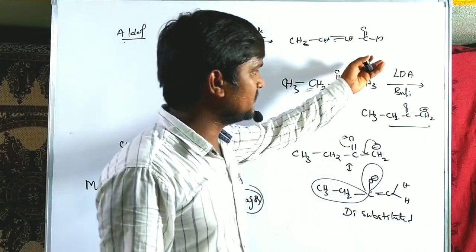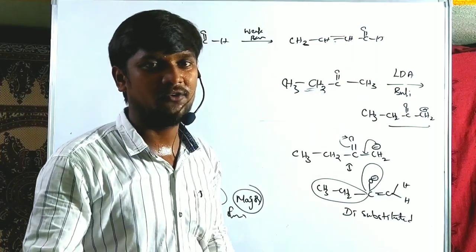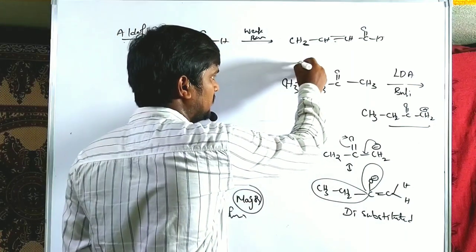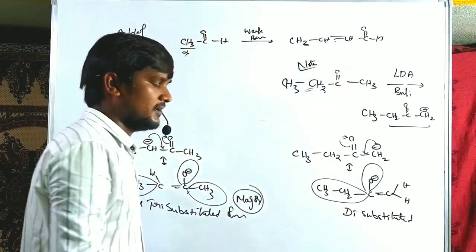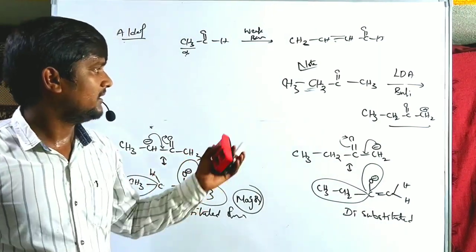Now here, in the case of large bases and low temperature reactions, the right side, the one with more hydrogens, readily participates. Note this. Okay, very important for CSIR and JAM students. Okay, now let us go with an example.